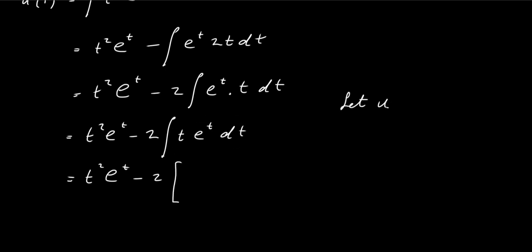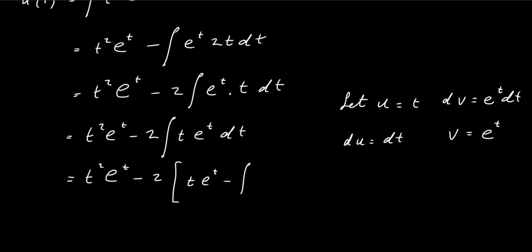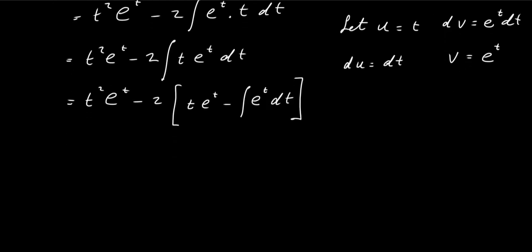I'm going to let u this time equal t, so that means du is equal to dt. I'm going to let dv equal e to the power of t dt. Integrate both sides, you get v is equal to e to the power of t. So let's substitute that in then. Well, we want u times v first. That's t times e to the power of t. Then it's minus the integral of v du, and du is dt. So that's fine so far.